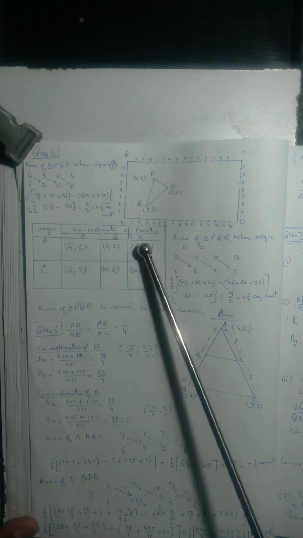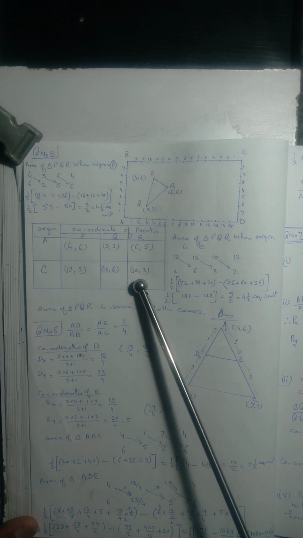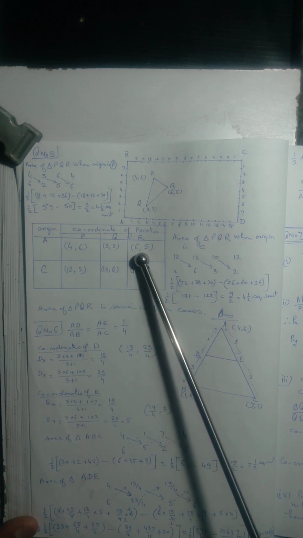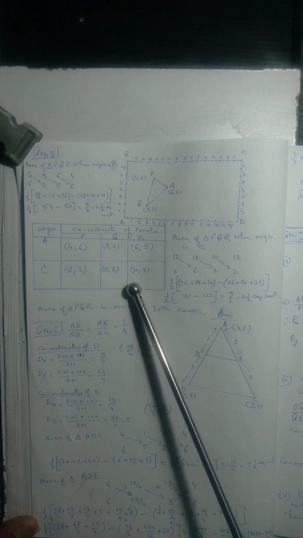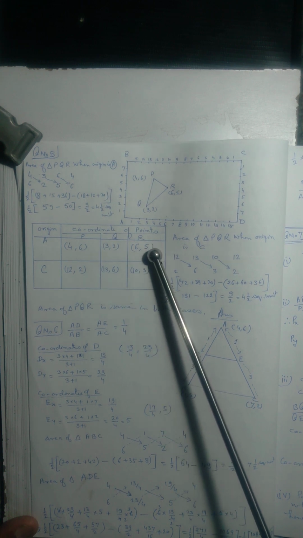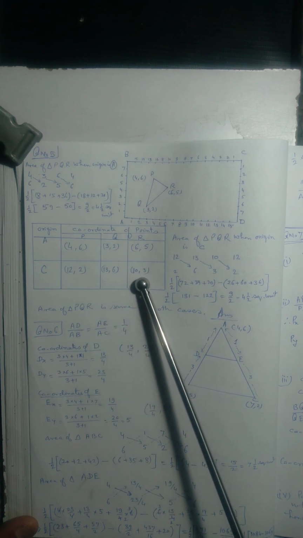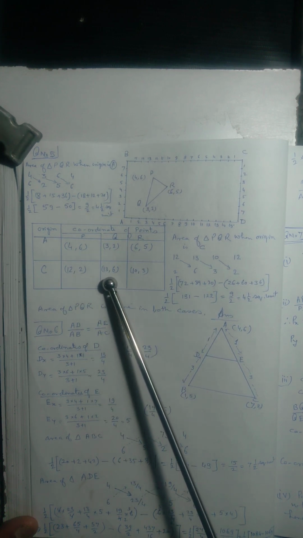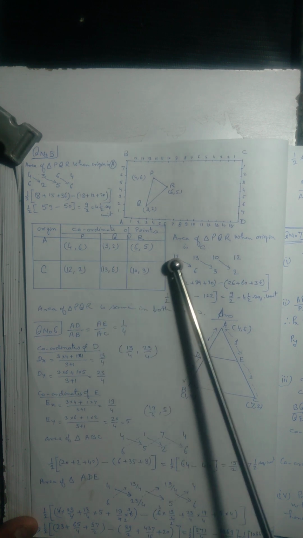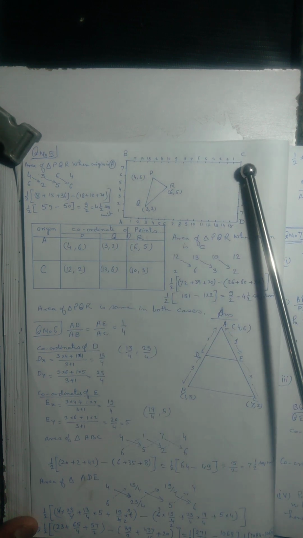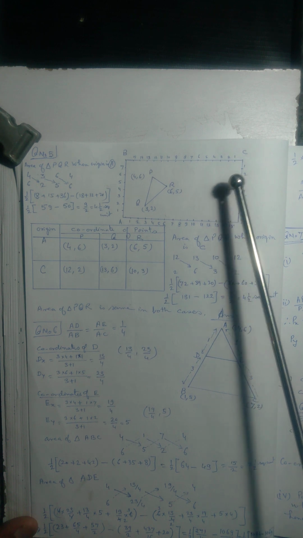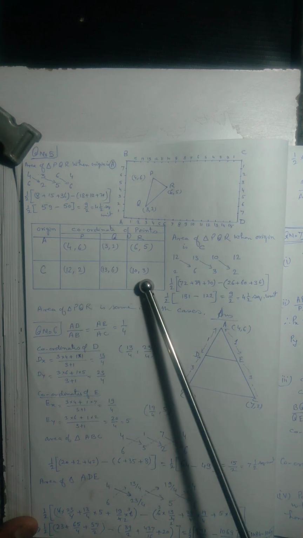Now the coordinates of the point R with respect to origin C: 16 minus 6 is equal to 10, and 8 minus 5 is equal to 3. So these are the coordinates of the points P, Q, R with origin C. Taking C as the origin, these are the coordinates.